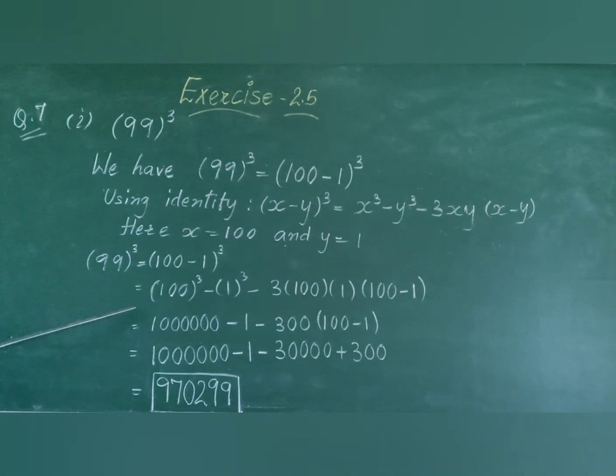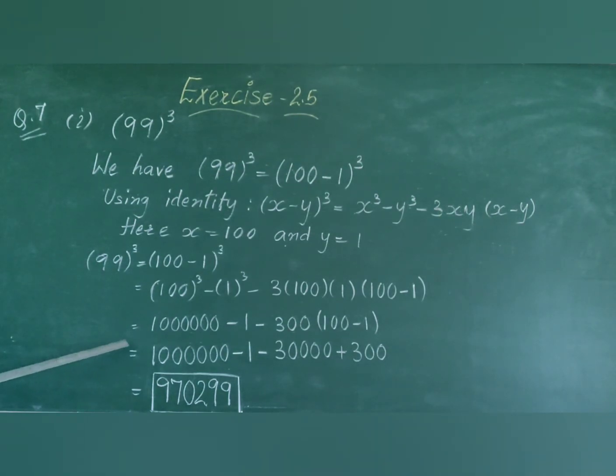Solving further, cube of 100, you know that in cube the zeros are tripled, so 2 will become 6. 2, 2 and 2. So we get 10 lakh. Cube of 100 is 10 lakh. Minus cube of 1 is 1. Minus 3 into 100 into 1 will get 300. And the last bracket as it is, that is 100 minus 1.